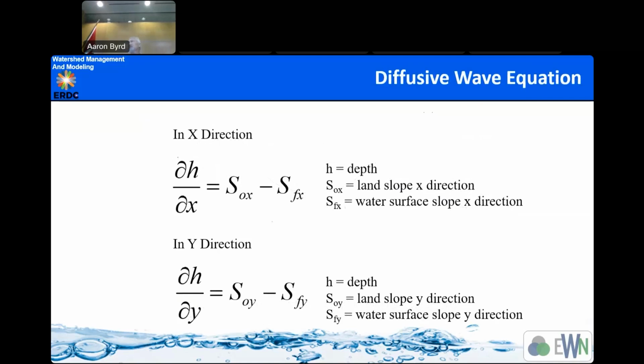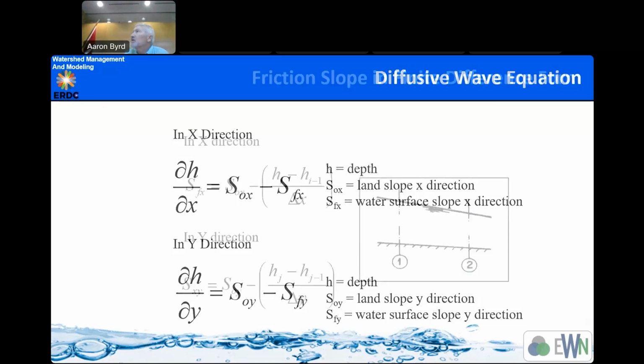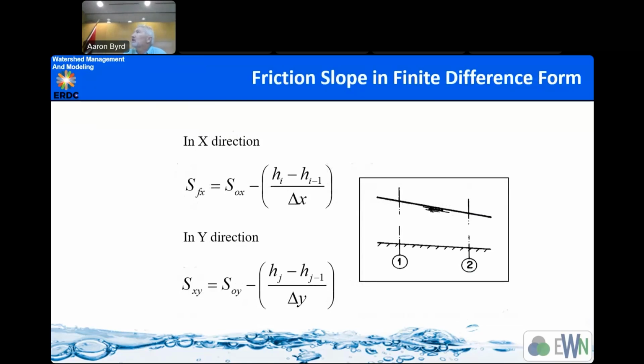What it's saying is that the change in the head, which is the elevation plus the water depth, is equal to the slope of the water surface minus the friction slope, and the friction slope is the water surface slope. So we solve that. That's the equation in 2 dimensions, the same in the y. And that's the finite difference form at points 1 and 2, so it would look like that.